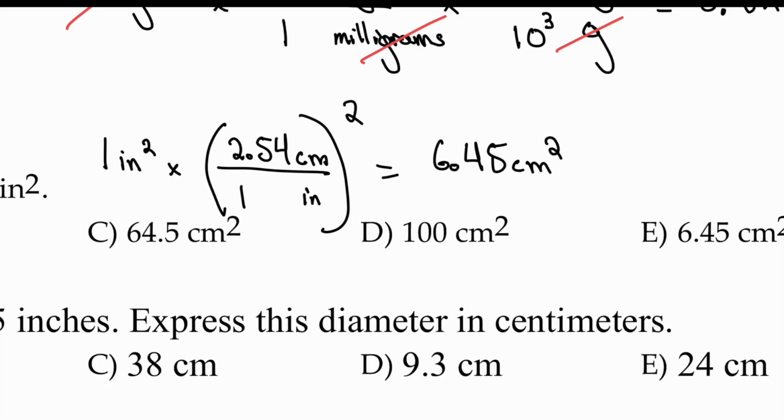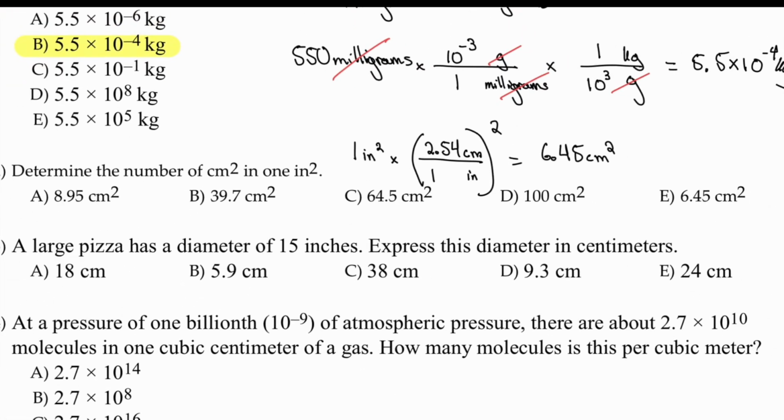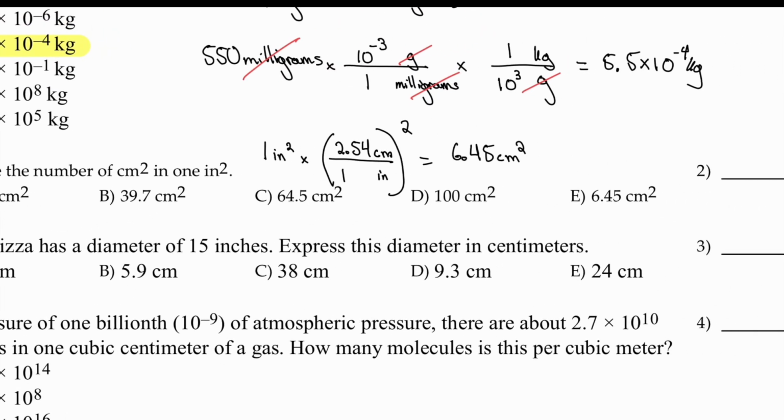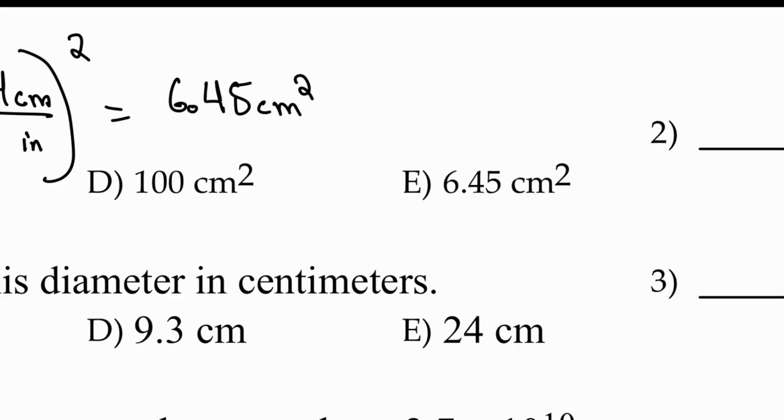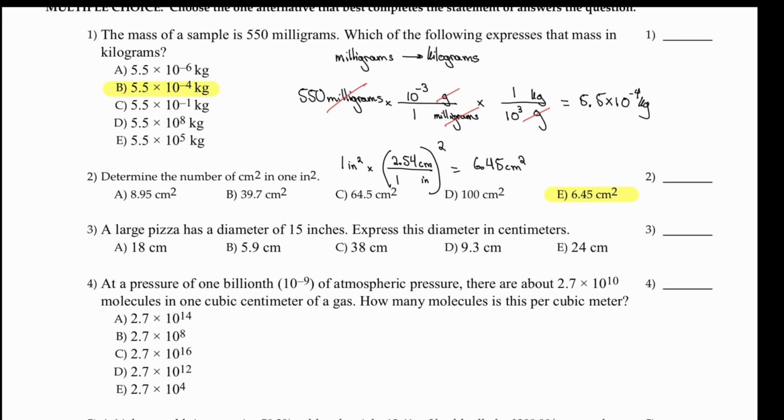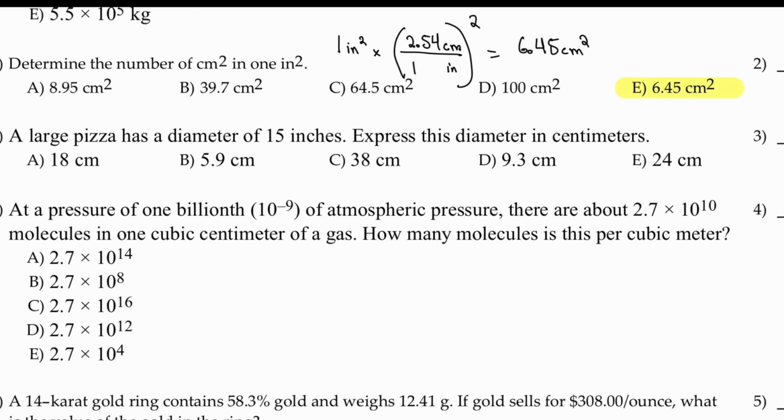If I just attempt it again on my calculator, we'll do 1 times parentheses. I did parentheses for everything. We're going to get 6.4516 something in the calculator, which equals that right there. Bam, easy.